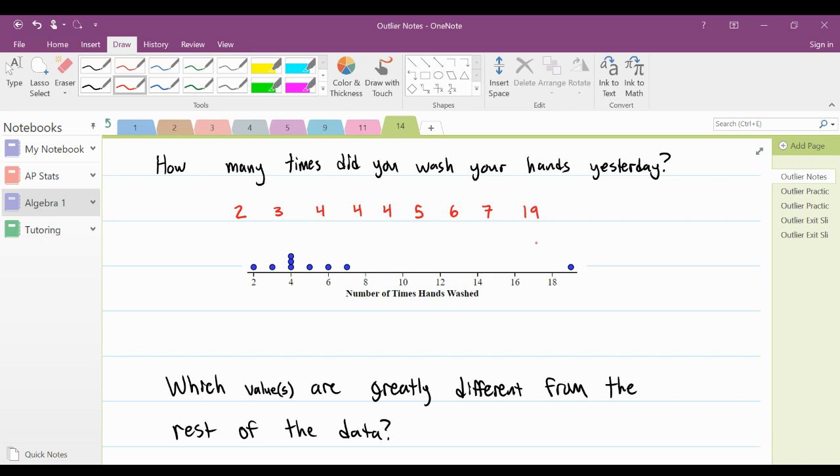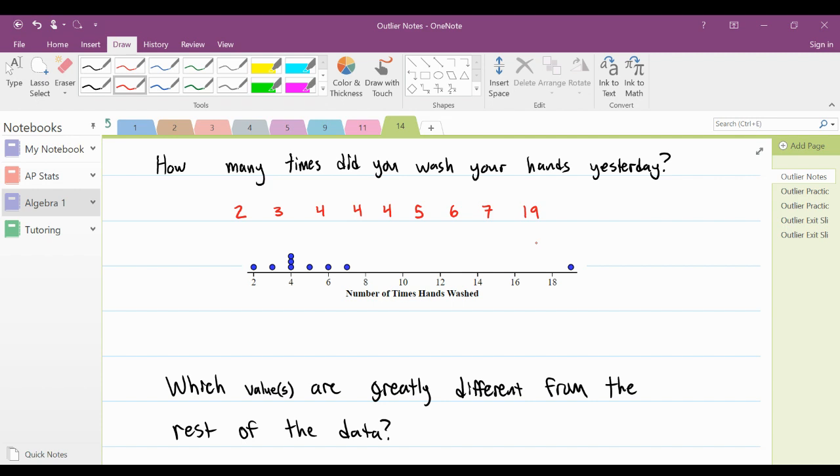So here we've got a data set of a bunch of students that answered the question, how many times did you wash your hands yesterday? Again, make sure you pause and copy things down as needed. There's a bunch of responses there, and you can see a dot plot of the responses.